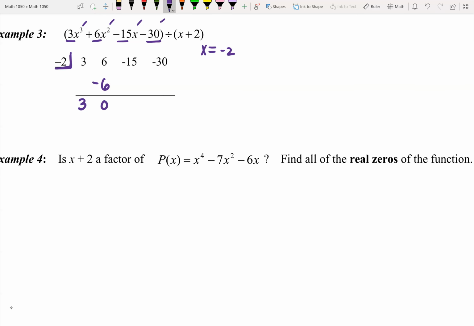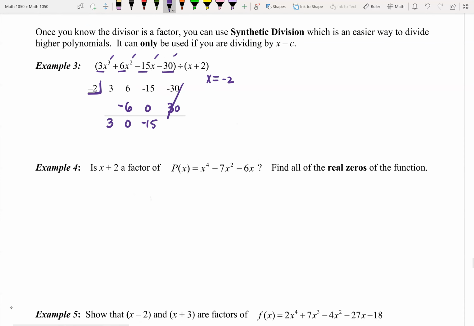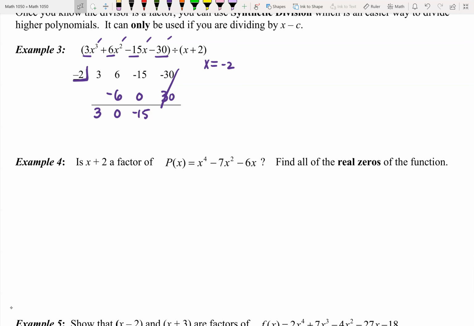Now you just repeat. 0 times negative 2 is 0. A negative 15 and 0 is negative 15. A negative 15 times a negative 2 is a positive 30, and I have no remainder. Okay? If you have no remainder, then you know x plus 2 is a factor. Okay? So I'm going to write this down. Write down, put a little asterisk and say if there is no remainder.